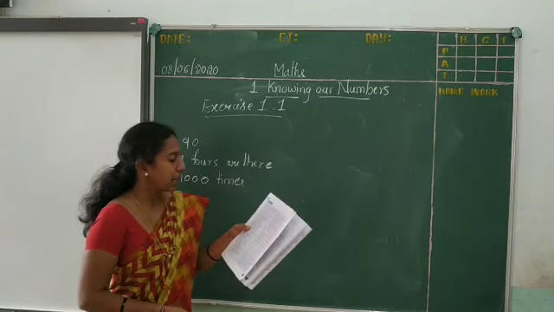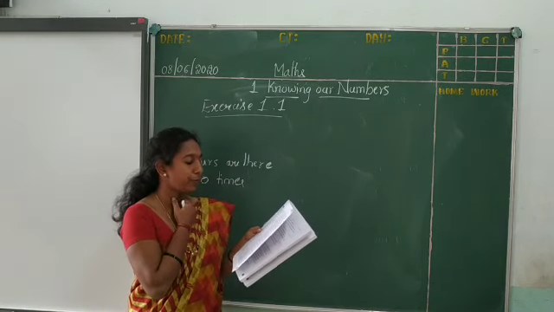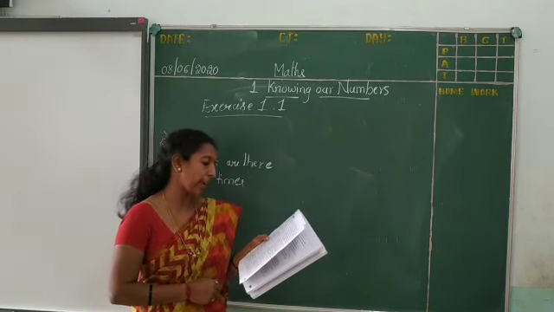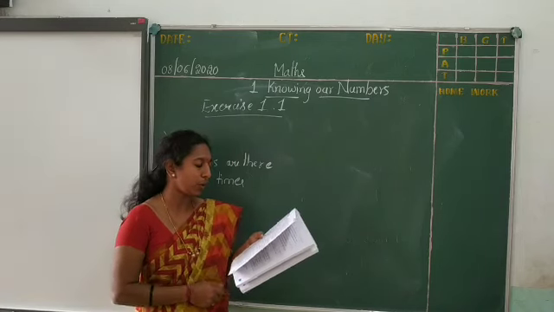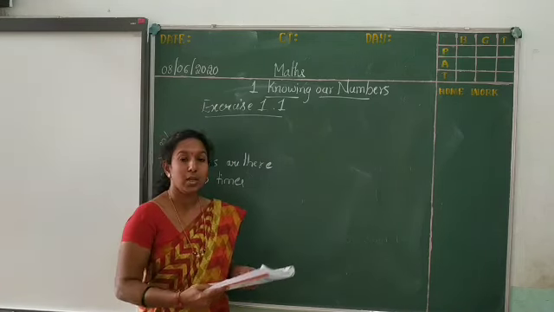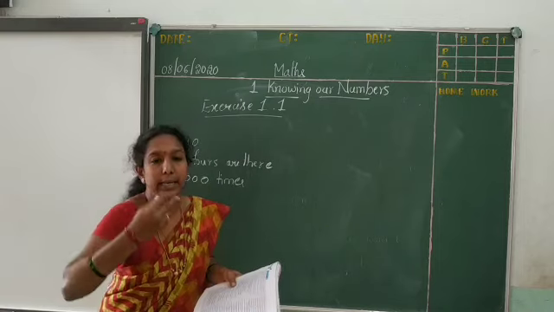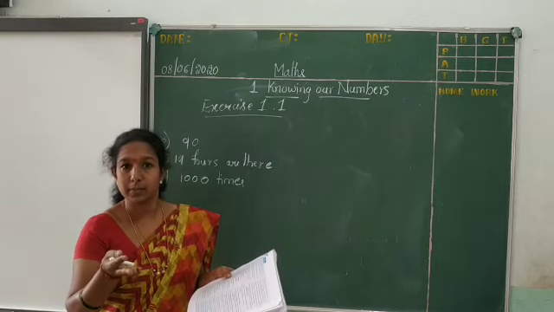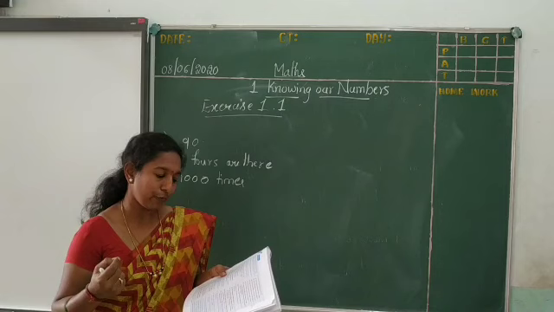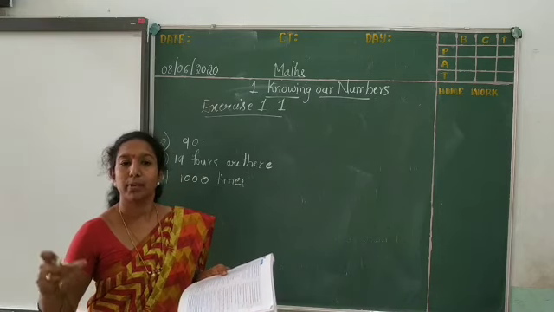Next, 6th one. Express 20 lakh 4008 in words according to the Indian system of numeration. You have to write how we will read it, meaning how I read the number 20 lakh 4008, like this. You have to write it in words.